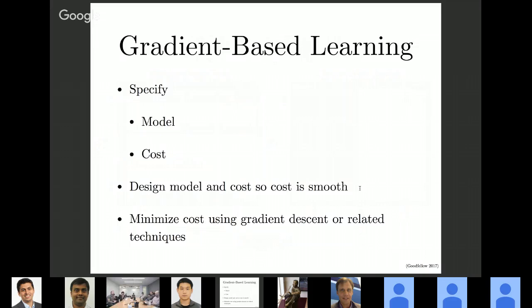The overall goal is to design the model and the cost so that the cost is smooth and the optimization algorithm is more likely to succeed. And then you just let the optimization algorithm run. So we've already seen basically how to do that.